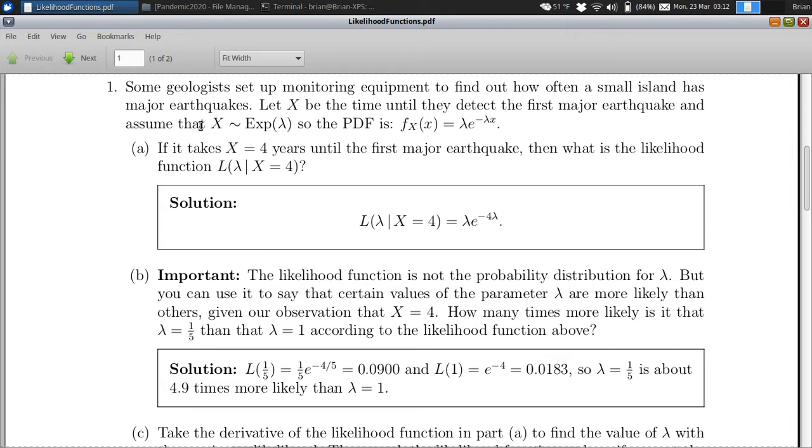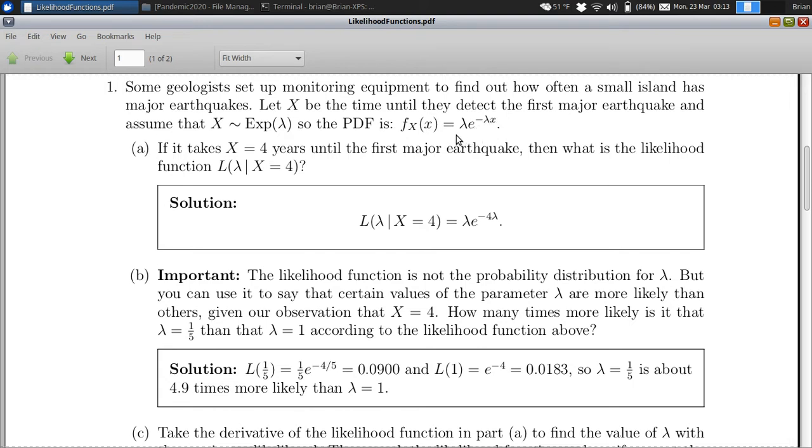It says some geologists set up monitoring equipment to find out how often a small island has major earthquakes. Let x be the time until they detect the first major earthquake, and assume that x is distributed with an exponential distribution with lambda as the parameter. So then we know what the PDF is. We can look that up. That's this function, lambda times e to the negative lambda x.